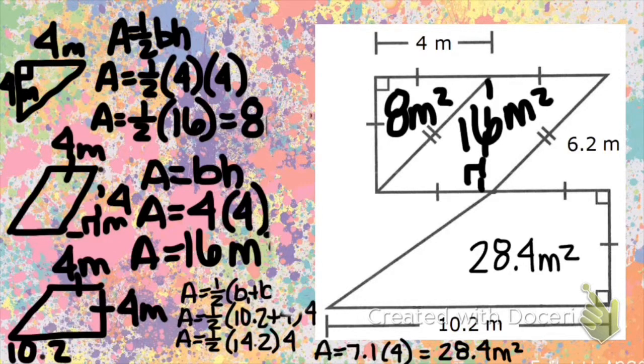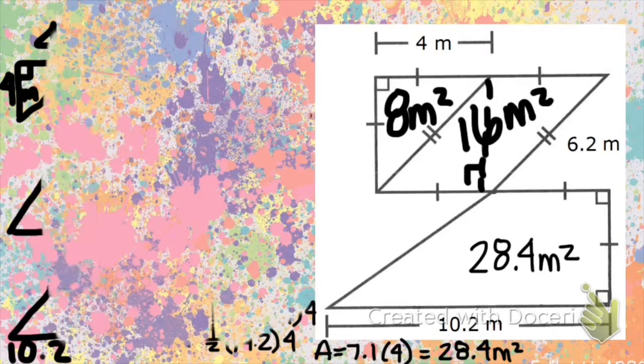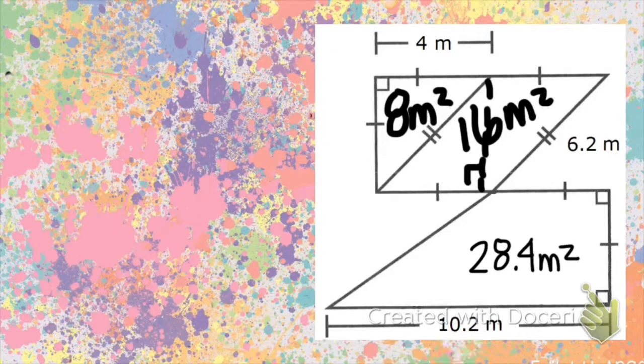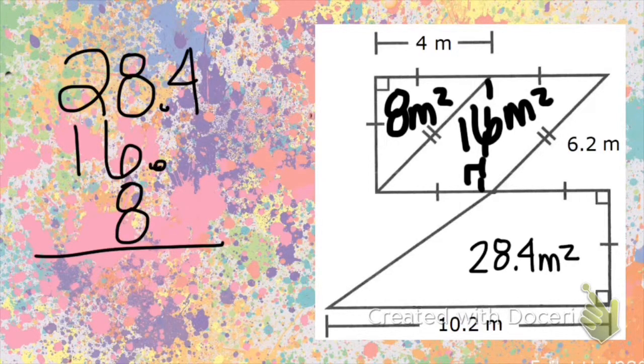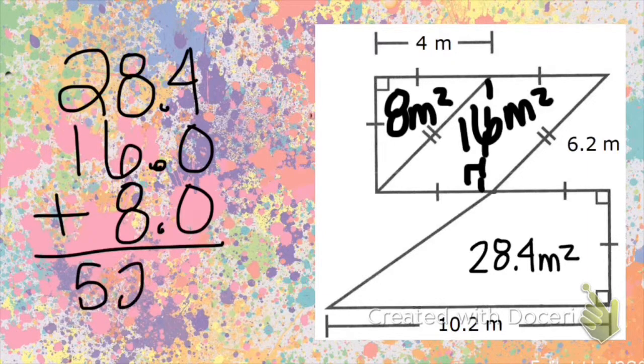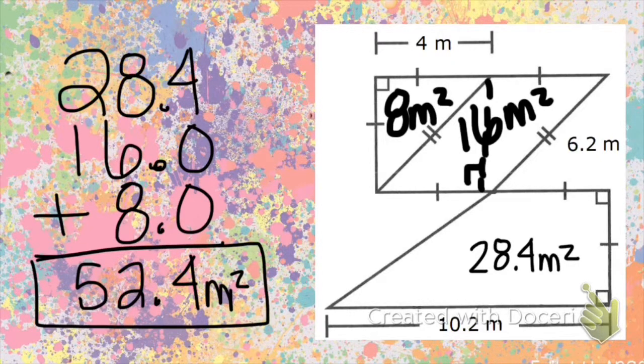Now we need to find the composite area. So I found my 3 separate areas, and I'm going to put those together now to find my composite area. So I know that 28 and 4/10 plus 16 plus 8 is going to give me my answer. I just like to bring in my zeros here, so I'm going to go ahead and do that. I'm going to add it up. When I add those up, I get 52 and 4/10 meters squared. And that is going to be the area of this composite figure.